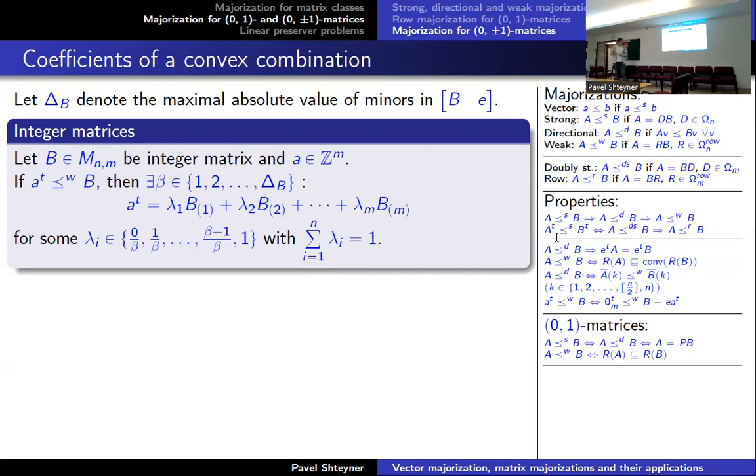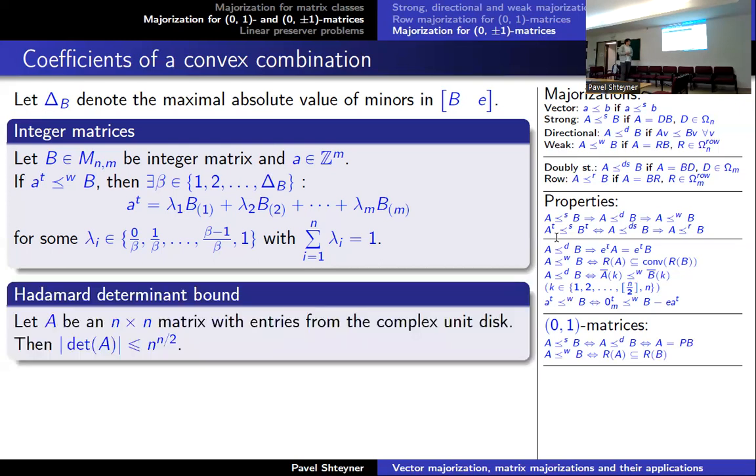First of all, you can make the coefficients rational if the initial B and A are integer or rational. But you can say even more: you can estimate the denominator. You can pick a denominator from this set, where delta is the maximal absolute value of minors in this matrix, which is B with an additional column of ones. So you can check majorization by doing a finite exhaustive search if you need. You obviously wouldn't do this if you just need to verify whether there is majorization; you would use linear optimization, which would be faster. But in some theoretical contexts, you may want to use this.